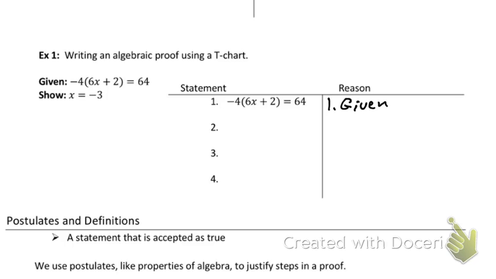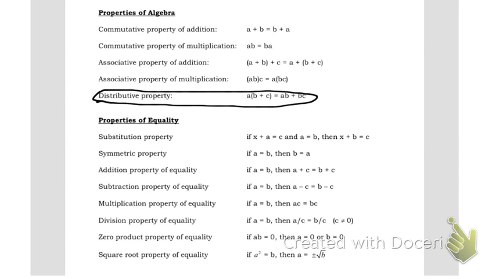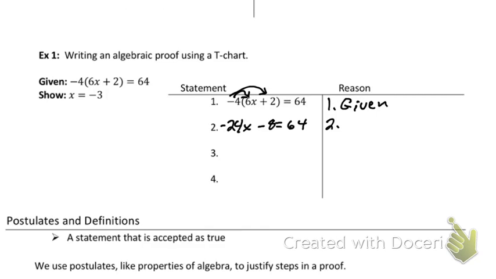Now step 2. Step 2 is usually, if I was going to solve this, I would actually distribute that -4 to both things, which is actually going to result in -24x minus 8 equals 64. Now we've done that a million times. However, this time we have to say why we can do that. And if we look back over here, we have a property for it. It is called the distributive property, that I can distribute something to things within parentheses. So we actually have to write that down. So we're going to put distributive property.